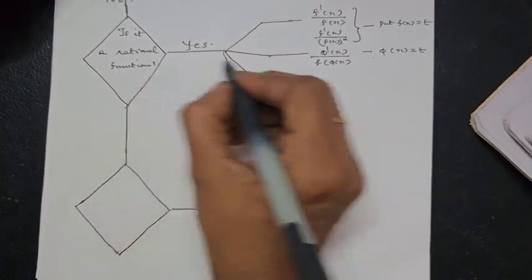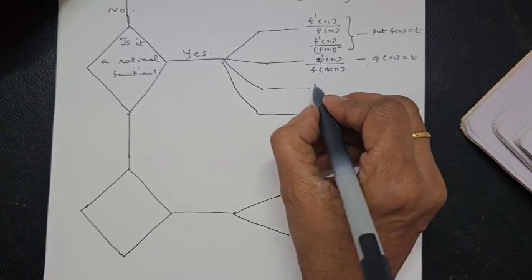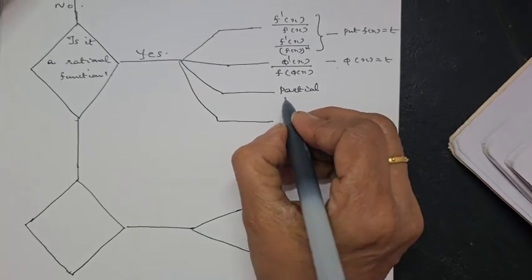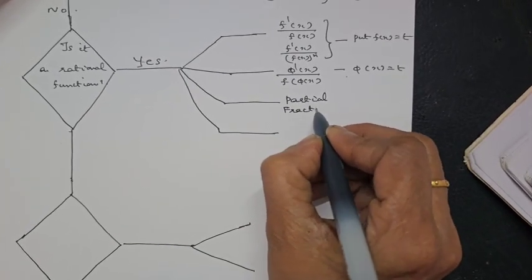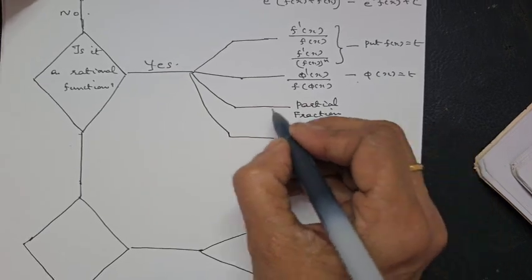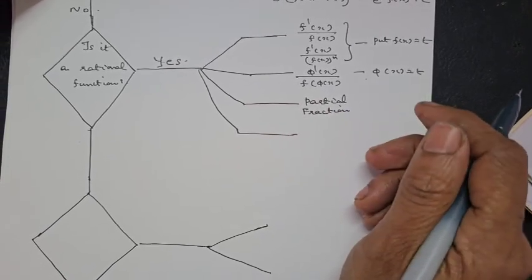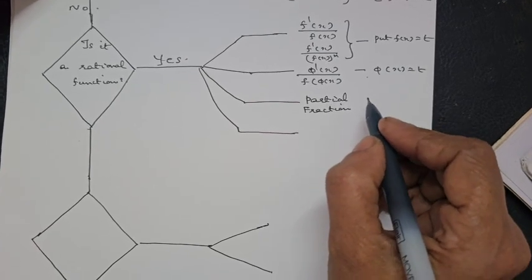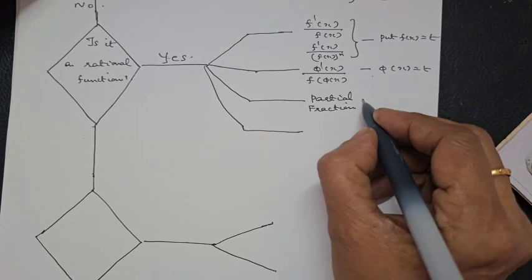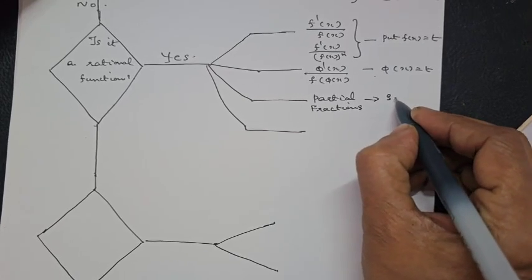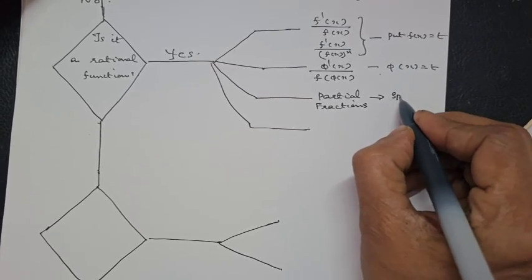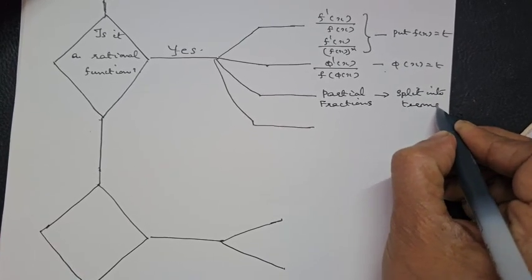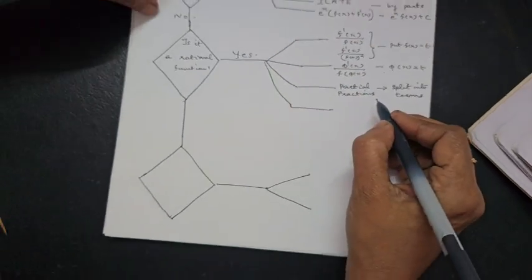Another thing for a rational function: can we apply the partial fractions method? We apply it when it is a proper rational function, where the denominator can be a product of distinct linear factors or repeated linear factors. We have 4 different types we have already discussed. So if it is partial fractions, we have to split it into different terms using the method of partial fractions, and that will be converted into the first formula type.